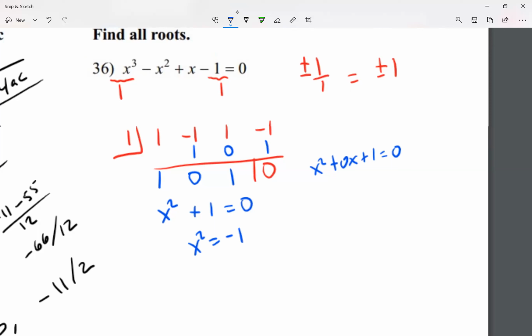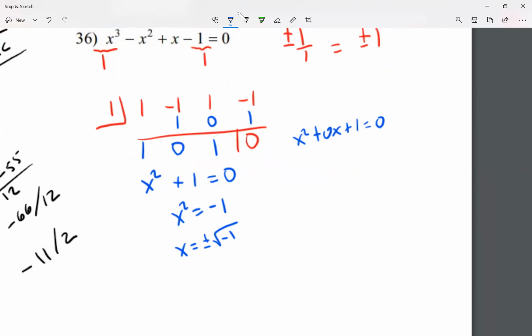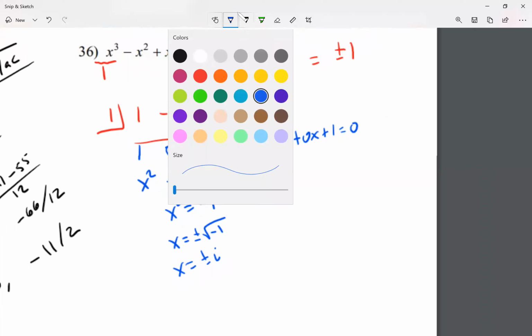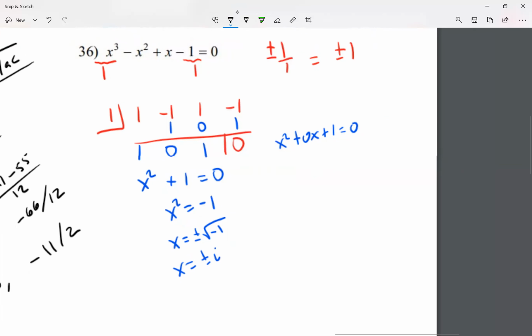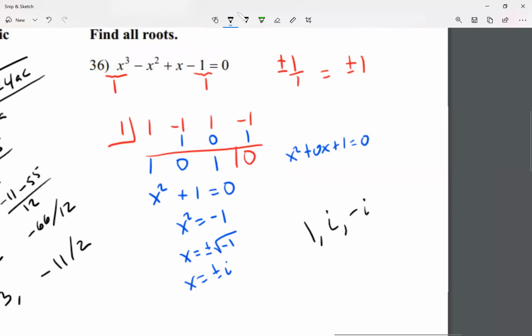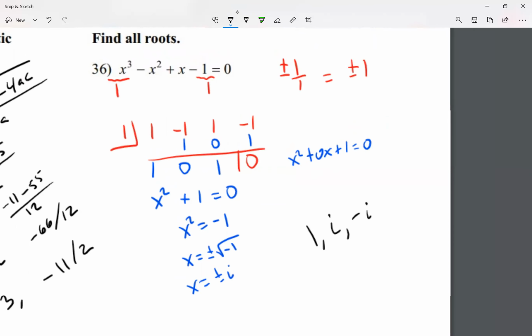So that means that x is equal to positive or negative square root of negative 1. The square root of negative 1, isn't that i? So I'm going to say my x is equal to positive or negative i. So my roots, one of them was 1. Remember, that's the one I tried first. It worked. Positive i, negative i. The way I know how many possible roots I have, that's the biggest exponent. Okay, that was not bad.